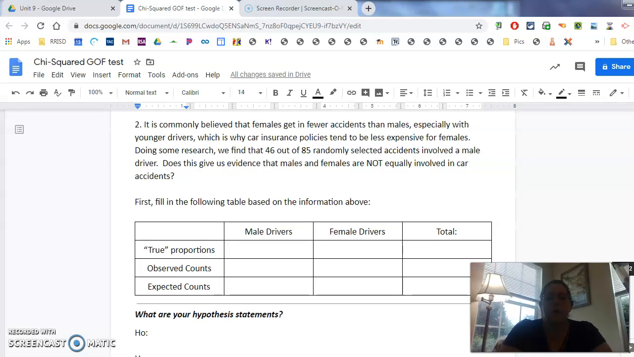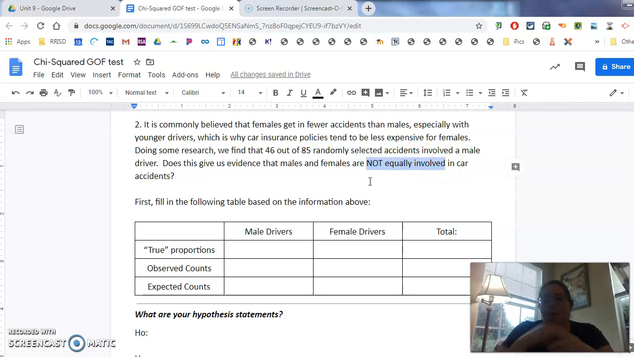Number 2 was one that was a little bit trickier. They don't quite word things the same. It's commonly believed that females get in fewer accidents than males, especially with younger drivers, which is why car insurance policies tend to be less expensive for females. Doing some research, we find that 46 out of 85 randomly selected accidents involve a male driver. So that's our observed numbers. Does this give us evidence that males and females are not equally involved? Not equally involved, we can think of as our claim. Our claim would be that they are equally involved. We're finding evidence, is that not true?